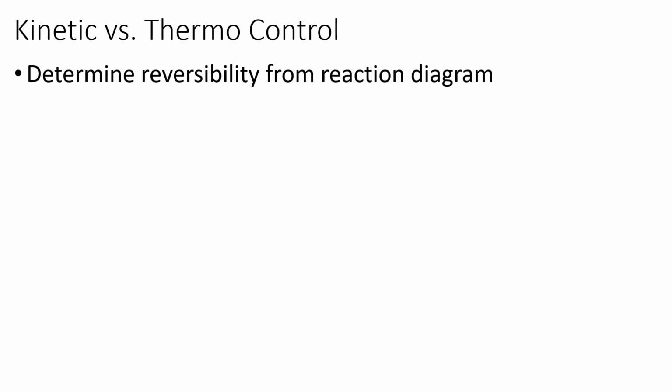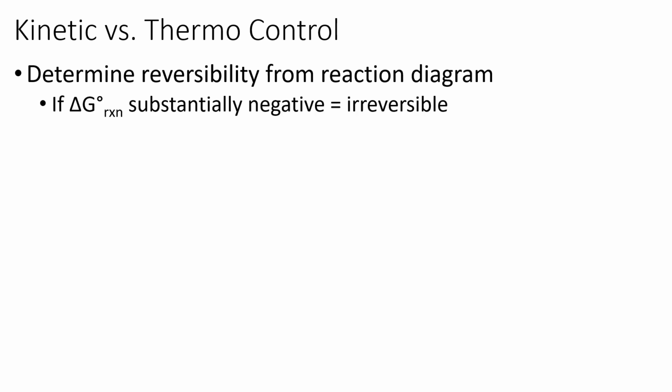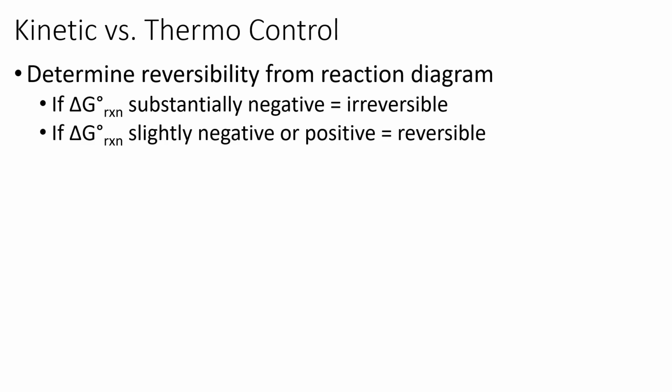So now let's talk a little bit about that kinetic versus thermodynamic control and how we're going to determine them. And we can oftentimes determine whether something will be kinetic or thermo and its reversibility based on the reaction energy diagram. So if we have the free energy of the reaction substantially negative, these tend to be irreversible reactions. So if we look at something along those lines in terms of being irreversible, we have a very exergonic reaction.